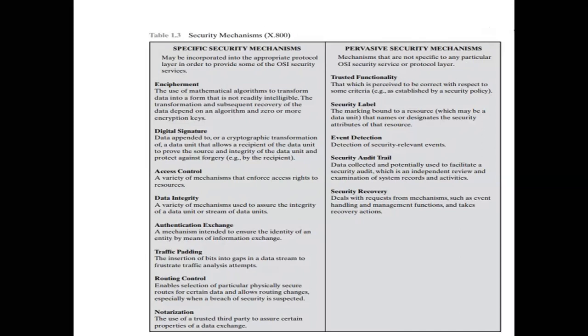And the second one is the security label. Whenever you communicate from one user to another user, their names and designations, with some labels, they have to specify.